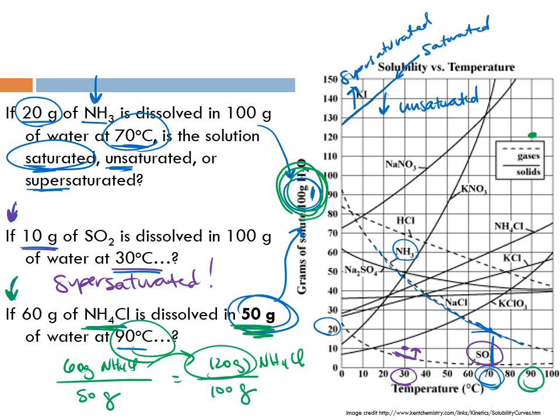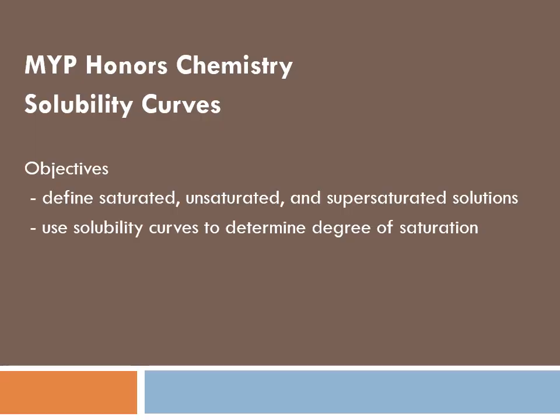Now I'm going to find my line for NH4Cl. Ammonium chloride is right here. We are so much above that line. This is also going to be a supersaturated solution. Make sure that you're checking that 100 grams of water so that you can use the graph appropriately. And we did it. Objectives met. We defined saturated, unsaturated, and supersaturated solutions, and then we used those solubility curves to determine just how saturated some solutions are.